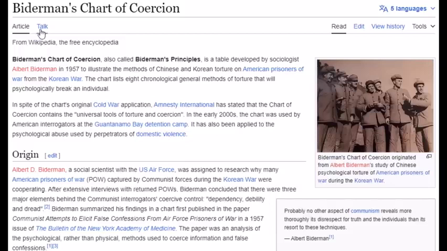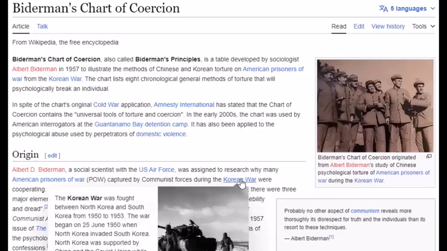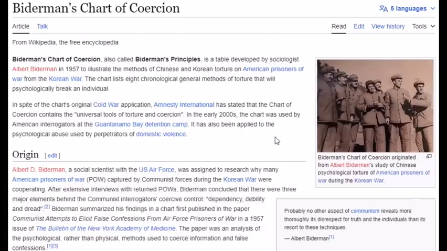So here you see Biedermann's chart of coercion in Wikipedia, the free encyclopedia. Here you see there are American prisoners in Korea, and here as well the Korean War, and they all tried to shove the Biedermann's chart of coercion on the Koreans and on the Chinese, which is a complete lie. And I will explain that more to you. First of all, the name Biedermann is Swiss German. And I'll explain you all about it. Just remember what I'm telling you here.